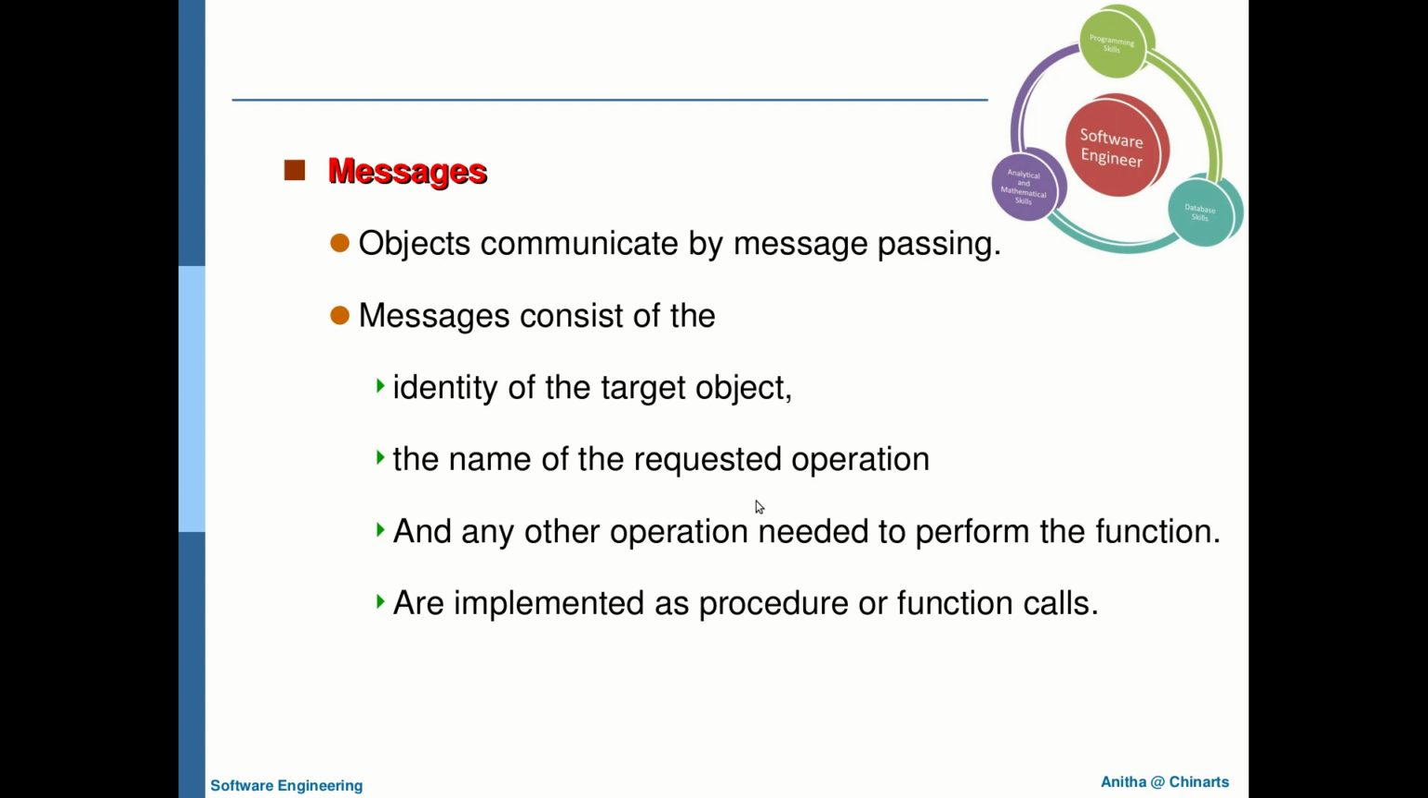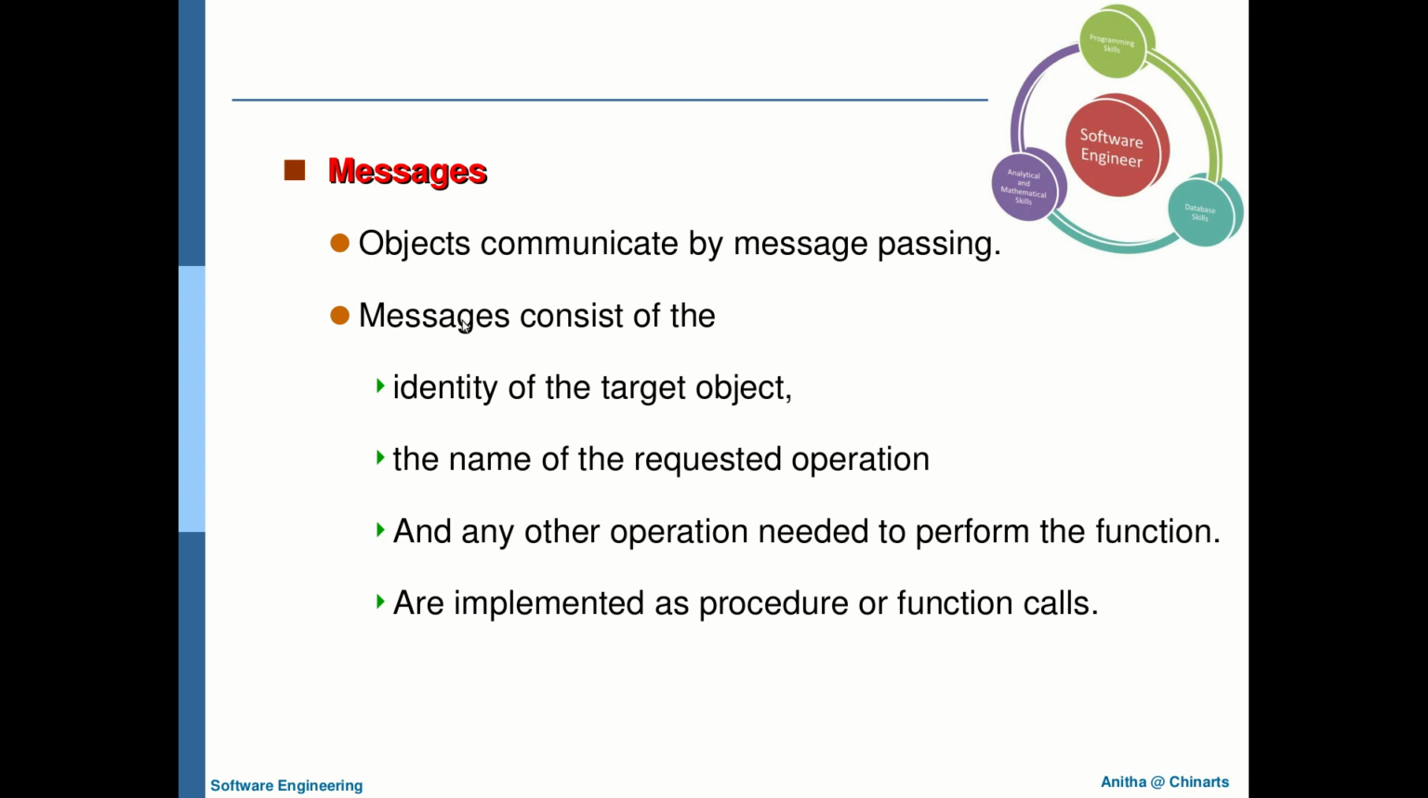Now suppose you want object B to calculate the percentage of the student's marks. So you have to specify that you want to calculate the percentage of the student. That is what you call the name of the requested operation: calculate percentage. Then, any other operation needed to perform the requested operation. What is the requested operation? You want to calculate the percentage. What other operation is needed to perform the percentage calculation? I have to find out the total of the marks. Only then can I find the percentage.